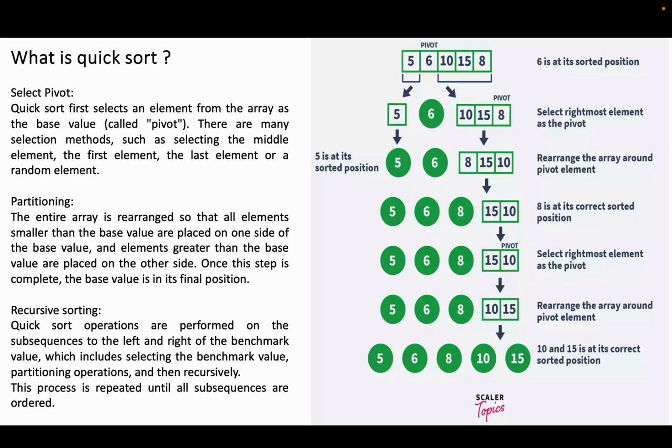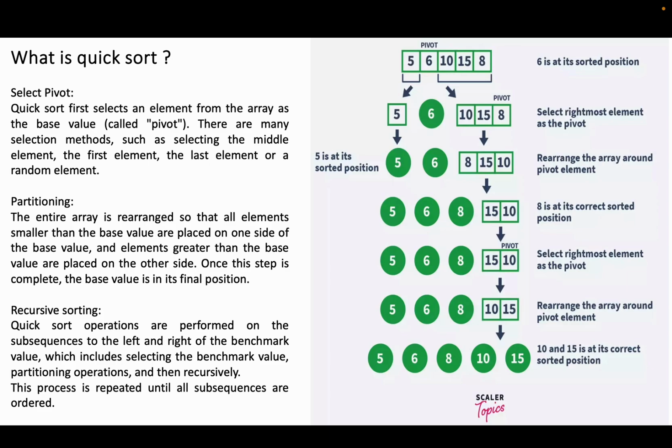And what is quicksort? First, you need to select the pivot. Quicksort first selects an element from the array as the base value, called the pivot, and there are many selection methods, such as selecting the middle element, the first element, the last element, or a random element. In my case, I select the middle one. You can see on the right side, in the array, they pick 6 as the pivot.